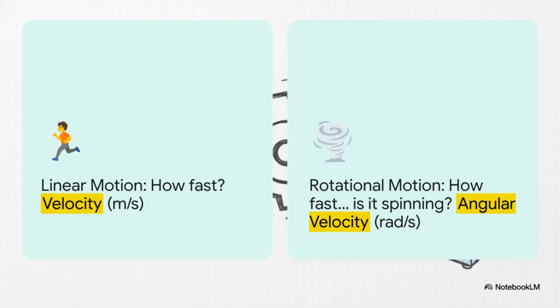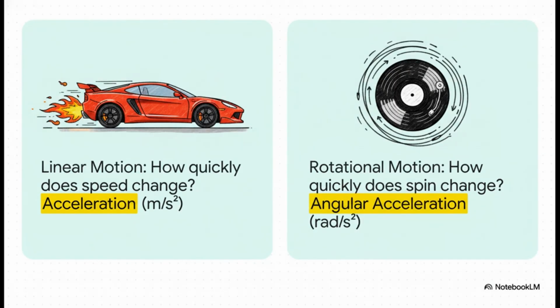And guess what? This pattern just keeps on going. For how fast, we have velocity, right? Meters per second. Its rotational twin is, and you probably guessed it, angular velocity. That's just a fancy way of saying how quickly the angle is changing. In other words, it's spin speed. And finally, if we want to change that speed, we talk about acceleration. Its twin is angular acceleration, which is just how quickly the spin speed itself is changing. See that? It's a perfect pattern. Distance, velocity, acceleration, they all have a rotational counterpart.